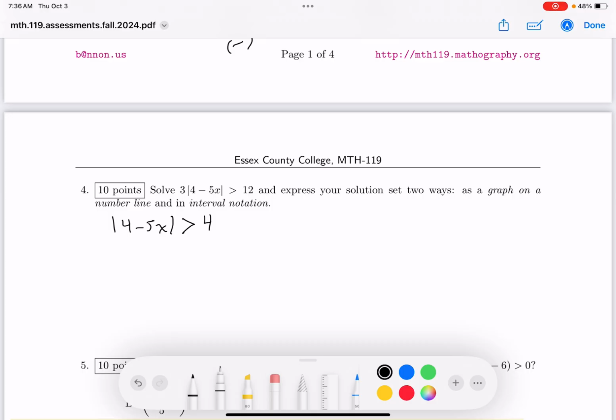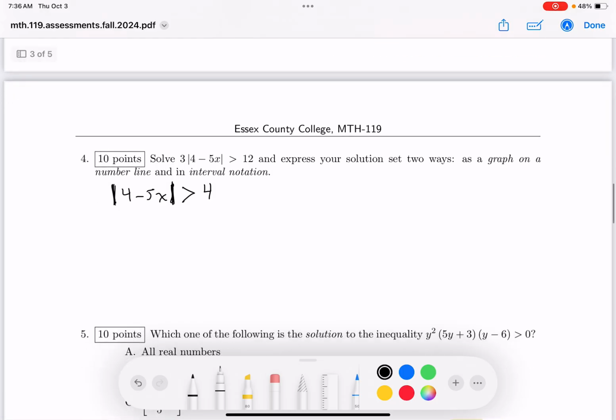The next thing I do is understand what this inequality is saying to me. It's saying the distance of this thing must be greater than 4 units from the origin, which means 4 minus 5x must be below -4. All right, that's one statement. And the other statement is, or, the 4 minus 5x must be greater than 4 from the origin. As you're doing these, the first step is to just write that down. Now I'm going to have to solve this.